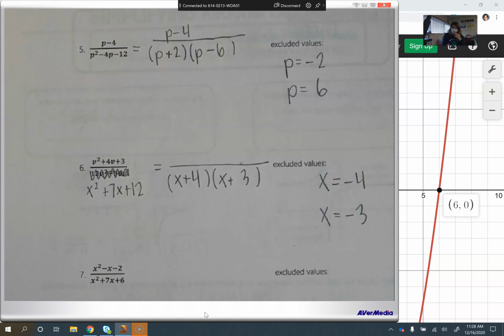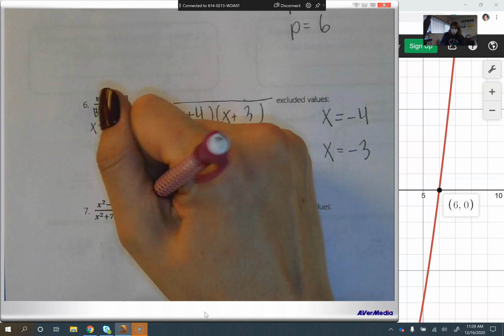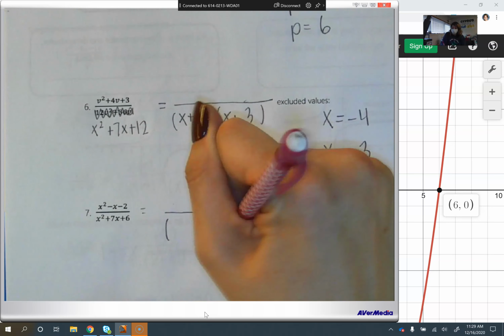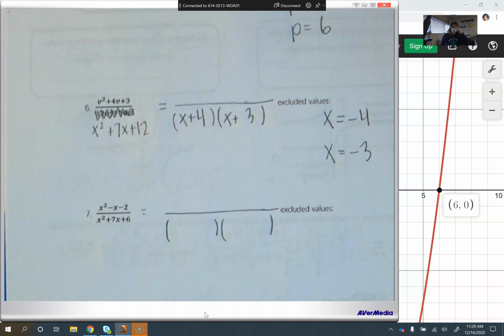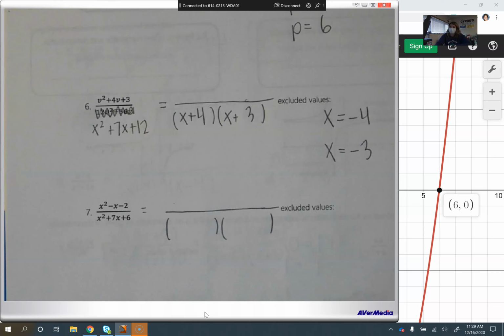So let's try this very last one, number 7. Let's find the factors in the bottom. Once we do that, we can talk about the next step in this lesson.